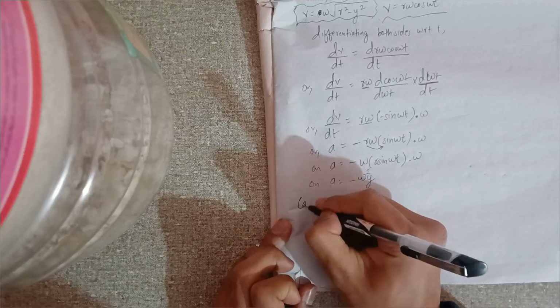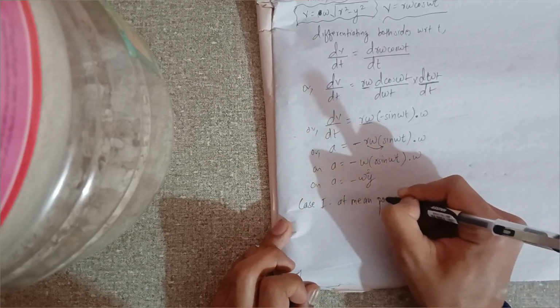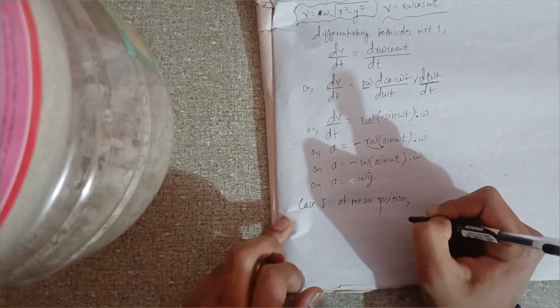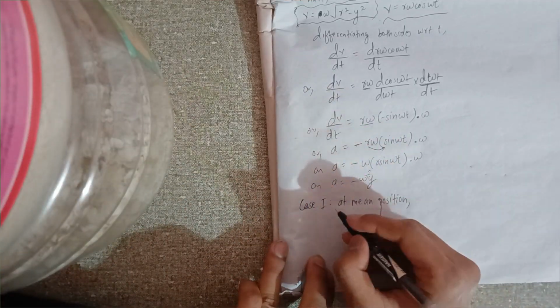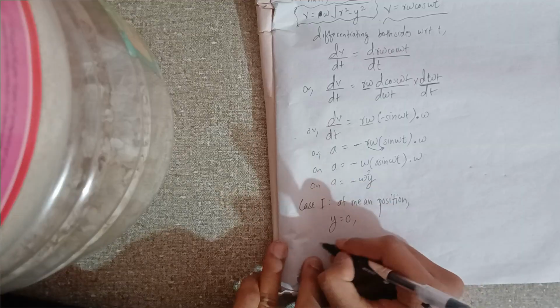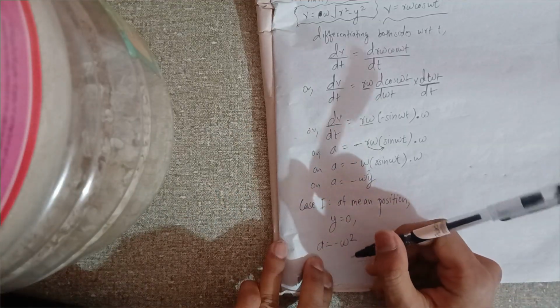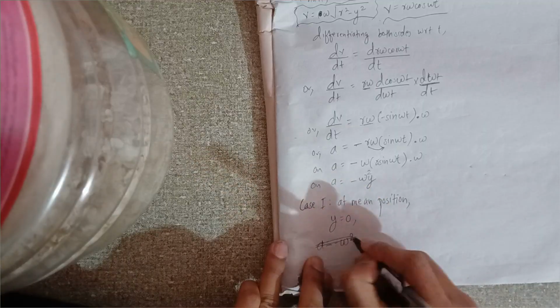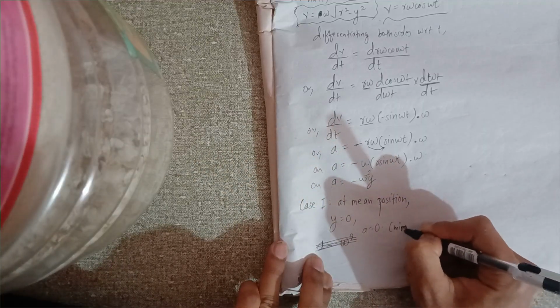So there are two cases here as well. Case I, at mean position. At mean position, the displacement will be 0. So a will be equal to minus omega square into y, with y equal to 0, a will also be equal to 0. This is called minimum acceleration.